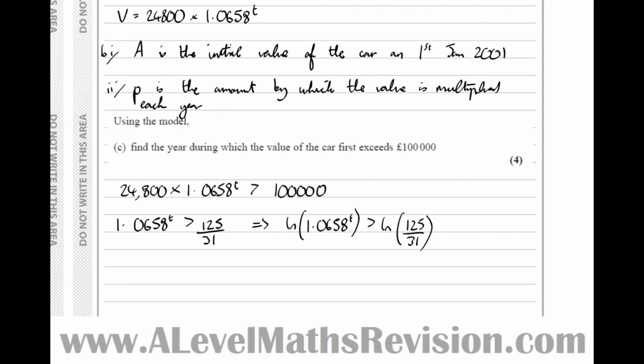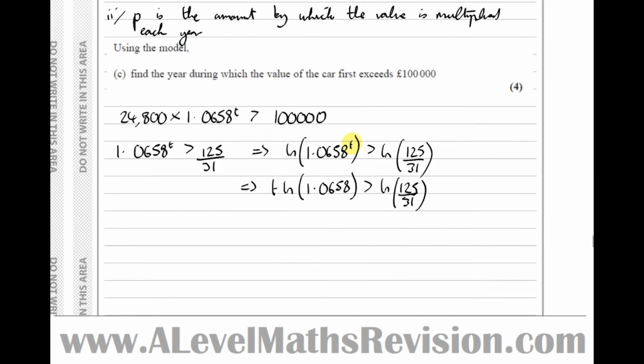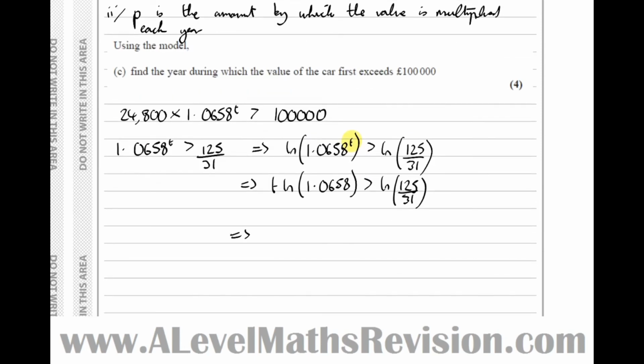Okay, now I can see that I can use the power rule here. I can bring that T to the front. So it implies that T log of 1.0658 is greater than log of 125/31. Let's make that look a little bit more like 125/31. Then divide by log of 1.0658.